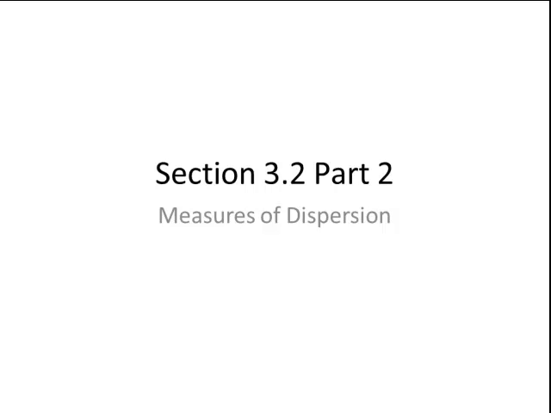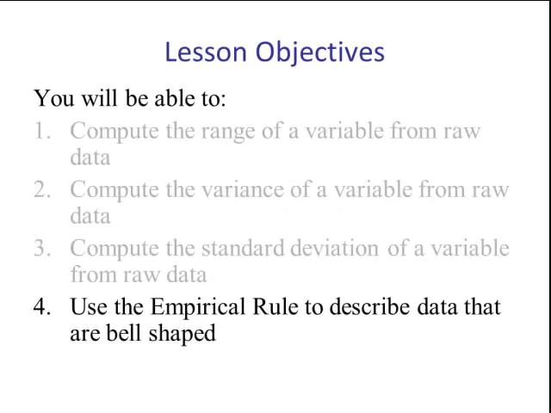Section 3.2, Part 2, Measures of Dispersion. Lesson objectives. We learned objectives 1 through 3 in Section 3.2, Part 1. In this video, we're going to do lesson objective number 4, use the empirical rule to describe data that are bell-shaped.